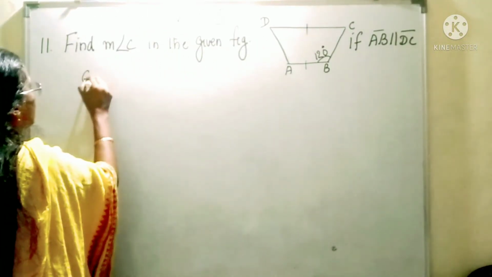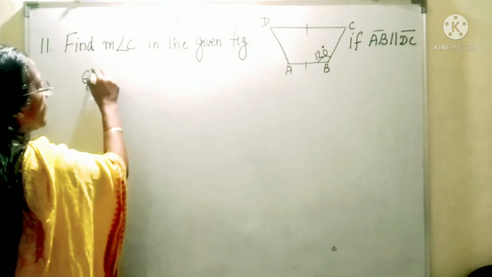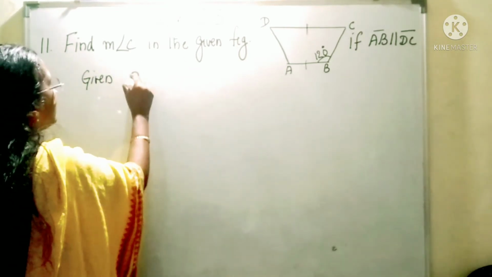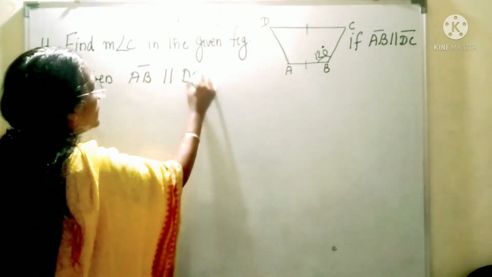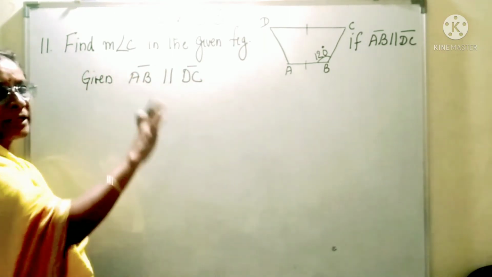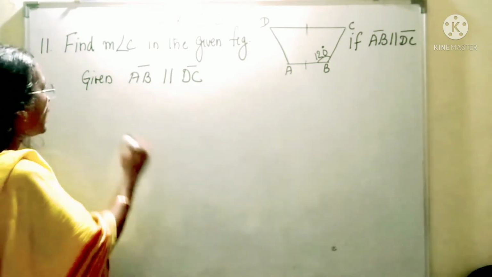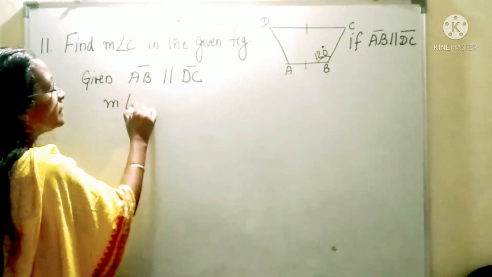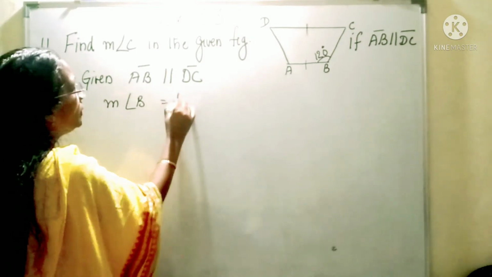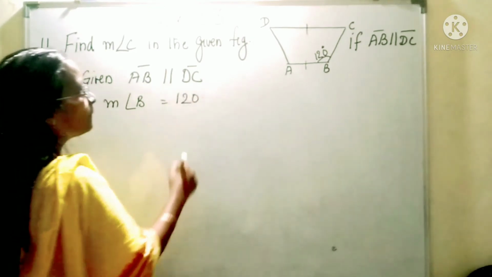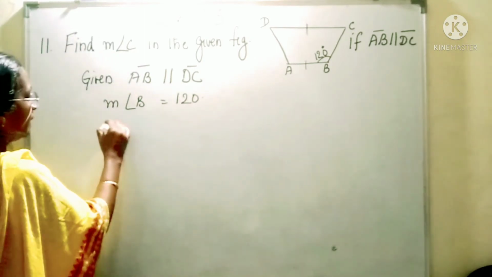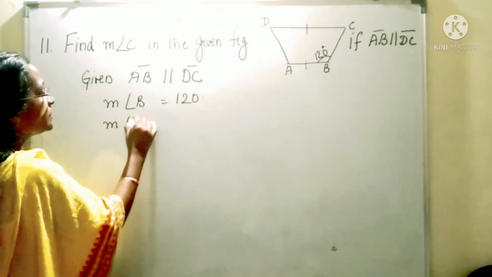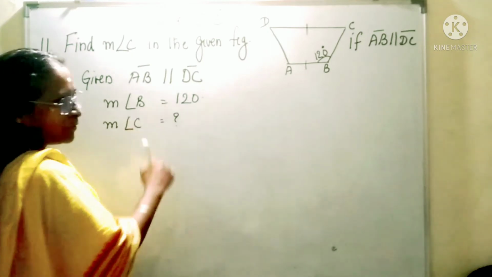Given: AB parallel to DC. This sign shows the line segments are parallel. And measure of angle B is equal to 120 degrees. Now you are asked to find angle C. So measure of angle C we have to find out.